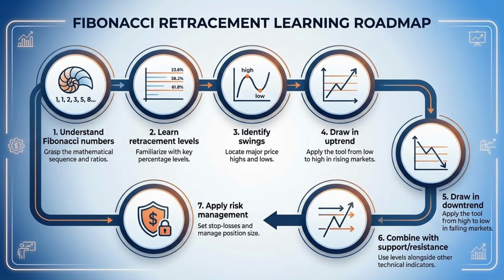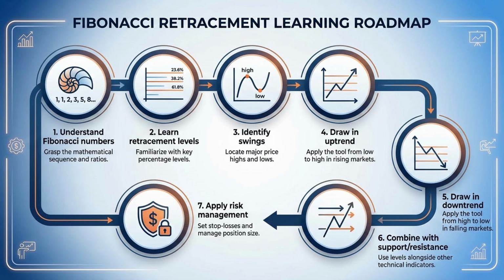This roadmap provides a clear step-by-step guide to learning how to use Fibonacci retracement effectively in trading. The first step is understanding Fibonacci numbers, which means knowing the sequence and the ratios that come from it, such as 38.2%, 50%, and 61.8%. The second step is learning what these retracement levels represent and how they help identify where price may pause or reverse.